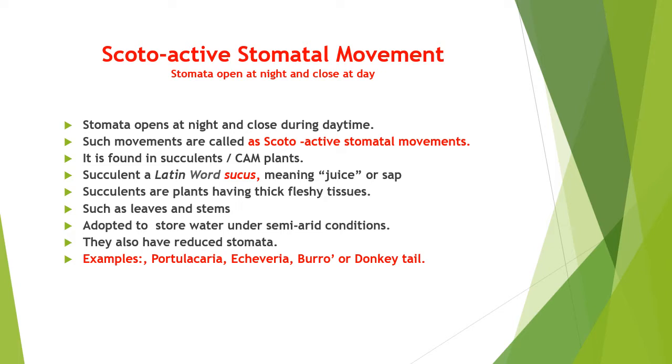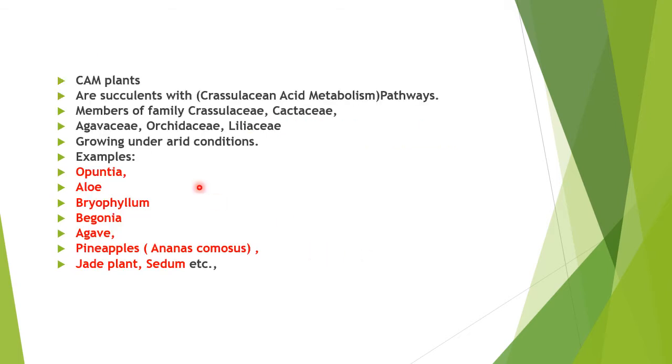So these plants have within them an adaptation to store water under arid or semi-arid conditions. In addition to this, some succulents are also CAM plants which have a crassulacean acid metabolism pathway. This we will be discussing during photosynthesis.